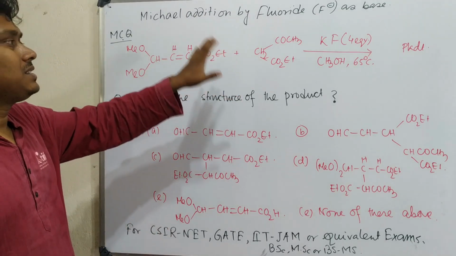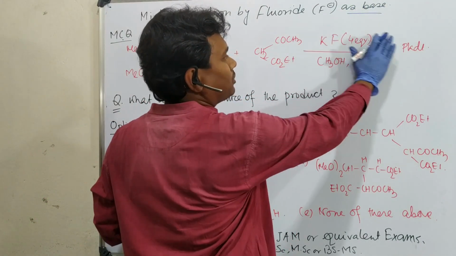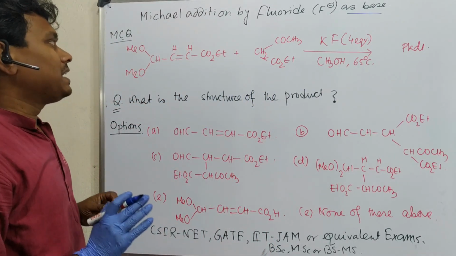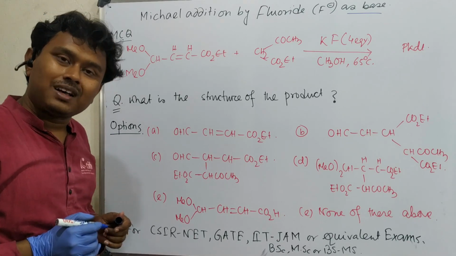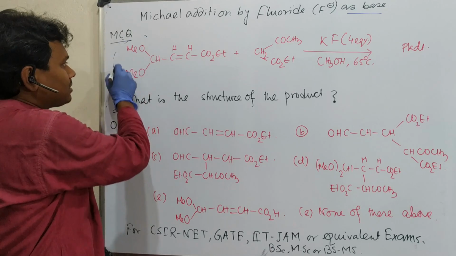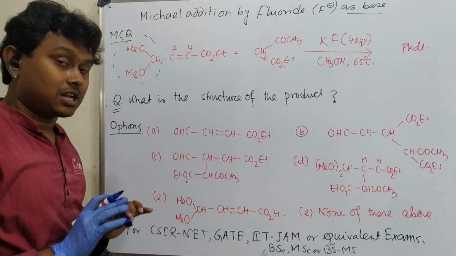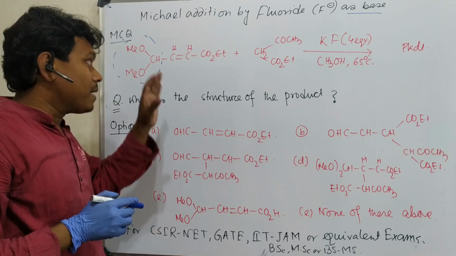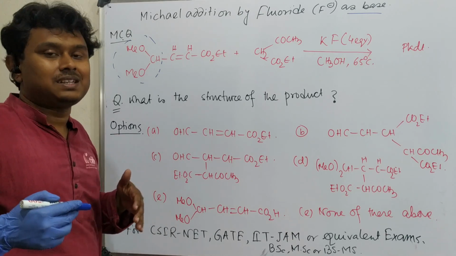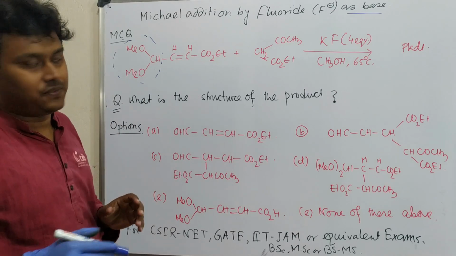Since KF will act as a base, just forget about KF. If it acts as a base, what will happen? This reaction is nothing but an alpha beta unsaturated carbonyl compound. And see, this part is an acetal, but it is protected, and the reaction is under alkaline condition, so the acetal will not break. By the way, I have uploaded a dedicated video about the stability of acetals and hemiacetals in acid and base. If you have any confusion about this concept, please visit that video.